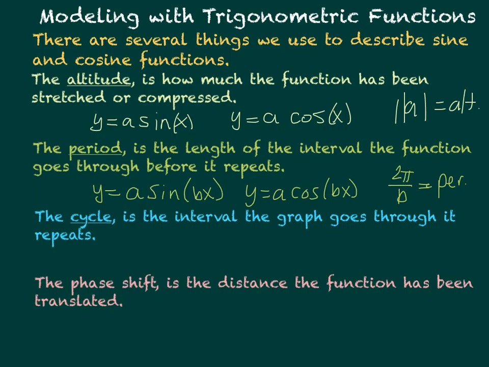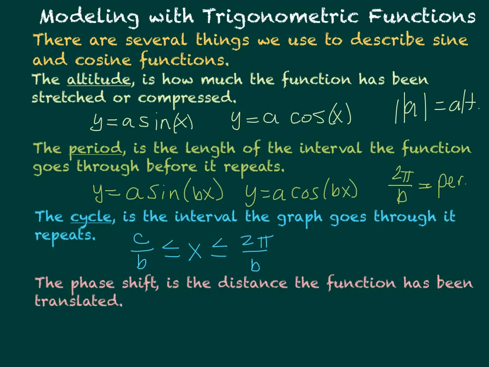And next one is a cycle. The cycle is the interval that the graph will go through until it repeats. Okay, so how we're going to write that is c over b is going to be less than or equal to x, which is less than or equal to 2 pi over b. All right, and that'll make more sense in a minute here.